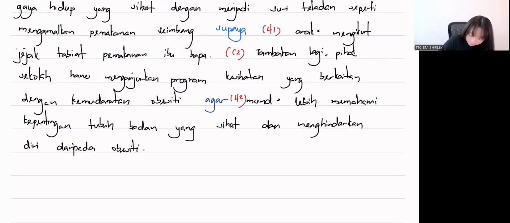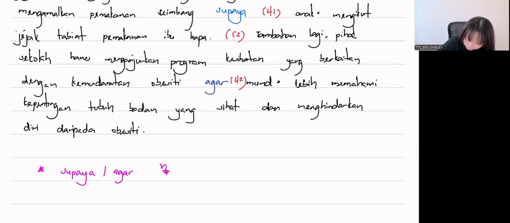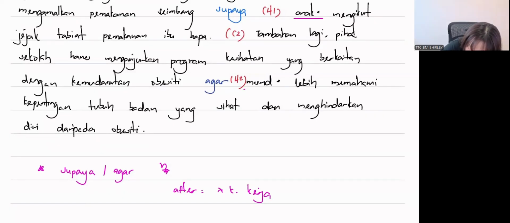And then the tatabahasa part: if you realize, supaya and agar mean in order to. But after supaya and agar, you cannot put kata kerja. If you notice, after supaya I put the kata nama. After agar, it's also kata nama. So there is no kata kerja straight after supaya and agar. Remember this. This is very important. Okay, so this is it.